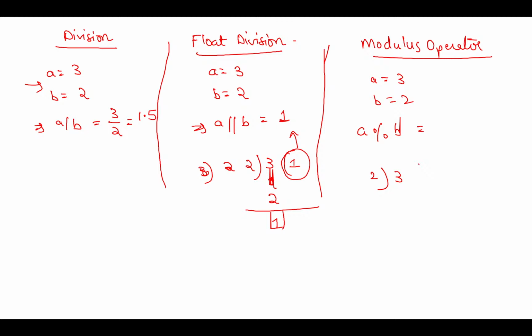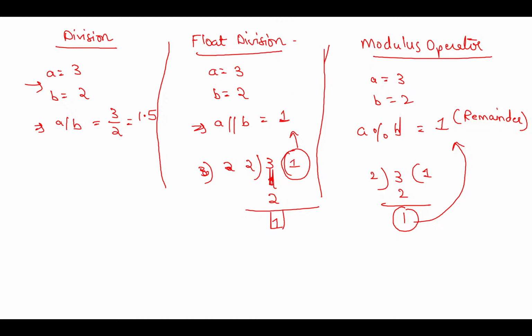You just perform the normal division first. So 2 ones are 2, right? And you are getting 1 as the remainder. So in the modulus operator, you just concentrate on whatever your remainder is, that will be your answer. So here the answer will be 1. So the modulus operator deals with the remainder. That's the only difference you need to remember.